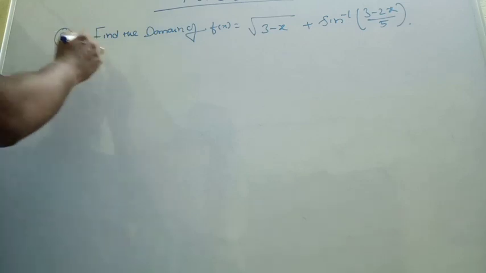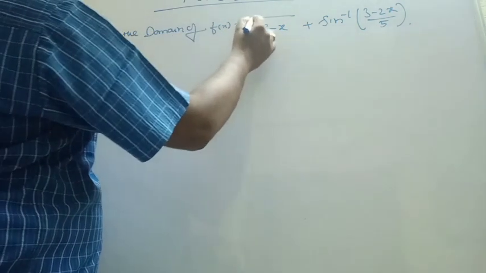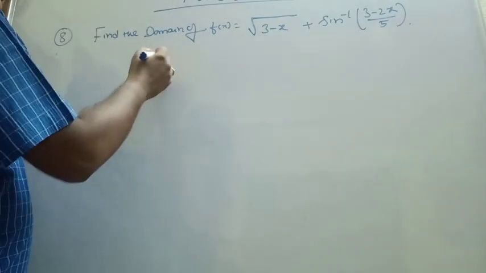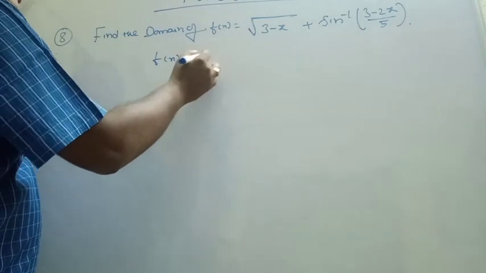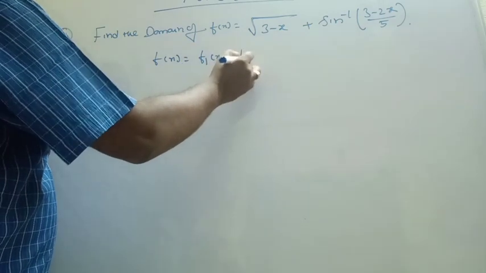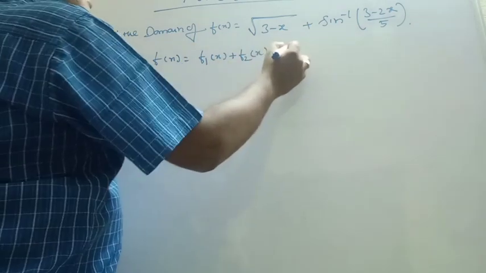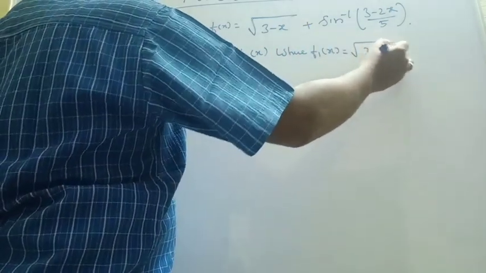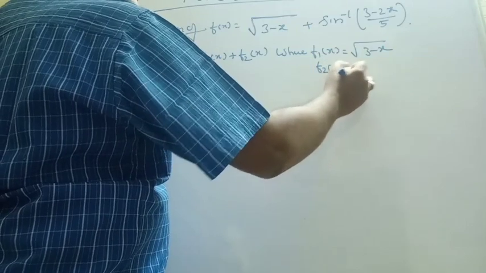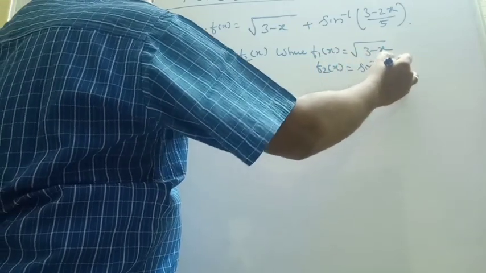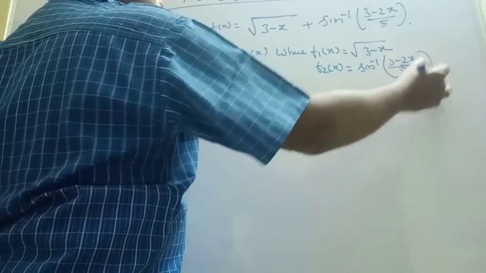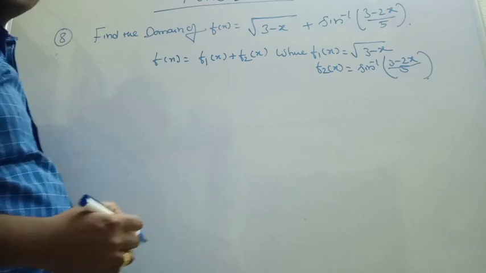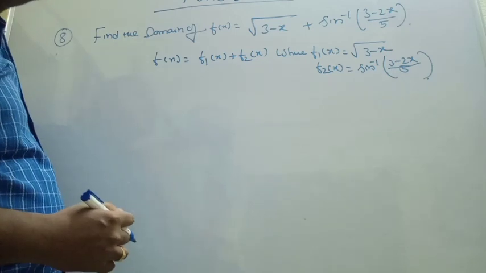Find the domain of f of x equal to root over 3 minus x plus sine inverse of (3 minus 2x) by 5. Let us take our function f of x equal to f1x plus f2x, where f1x is root over 3 minus x, and f2x is sine inverse of (3 minus 2x) by 5.